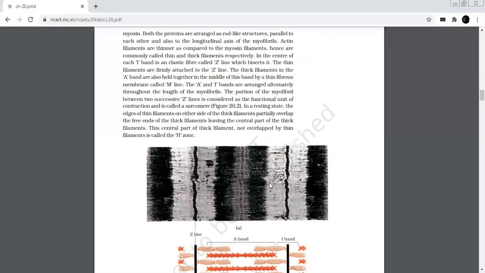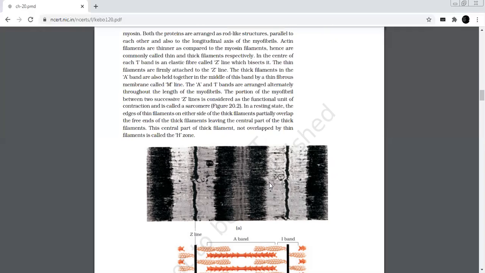Both these proteins are arranged as a rod-like structure parallel to each other and also to the longitudinal axis of myofibril. Actin filaments are thinner than myosin filaments. Each I band has its central dark band called Z-line. It is also called Z-line membrane.